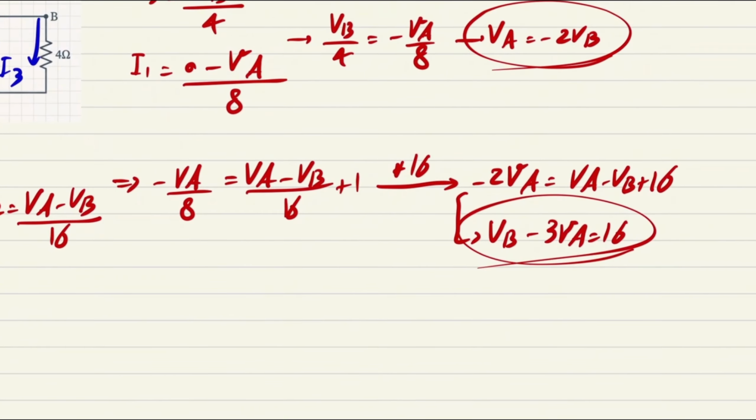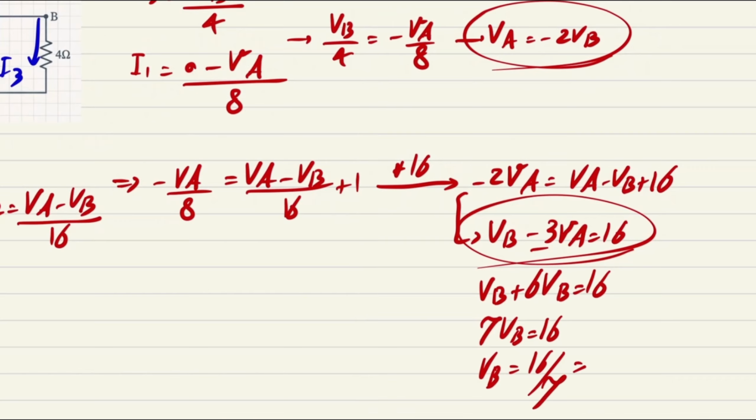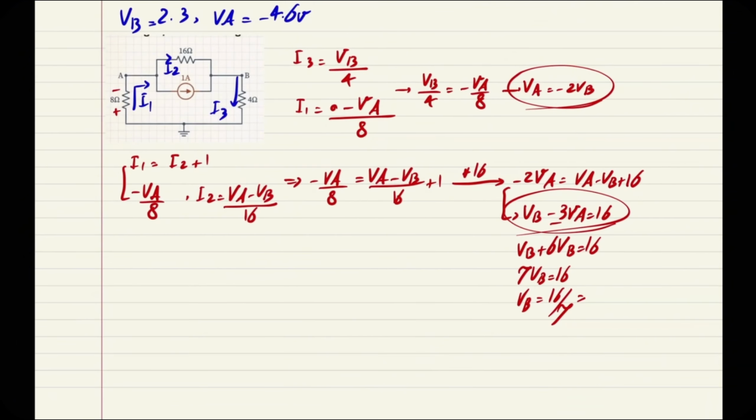So I know for a fact that VA is equal to negative 2VB. What can I do? Instead of just VA, I can write it down as negative 2VB. If I do that, negative 2 times negative 3 would be positive 6. VB plus 6VB equals 16, 7VB equals 16, VB equals 16 divided by 7, which would be 2.3. So I found the VB. VA is going to be negative 2 times VB, negative 2 multiplied by 2.3, which is negative 4.6 volt.